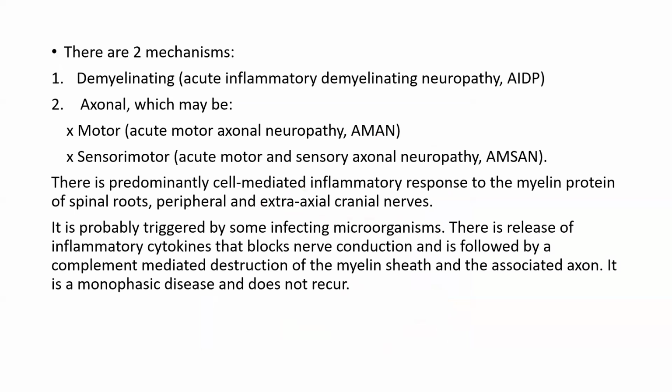And then two mechanisms: we have demyelinating, acute inflammatory demyelinating neuropathy, and axonal, which may be motor or sensory motor. It's usually a predominantly cell-mediated inflammatory response to the myelin protein of spinal roots, peripheral and extracranial nerves. Now, these are the ones that are targeted. It's probably triggered by what we've talked about. There is release of inflammatory cytokines that blocks nerve conduction, followed by complement-mediated destruction of the myelin sheath and the associated axon. It is a monophasic disease and does not recur.